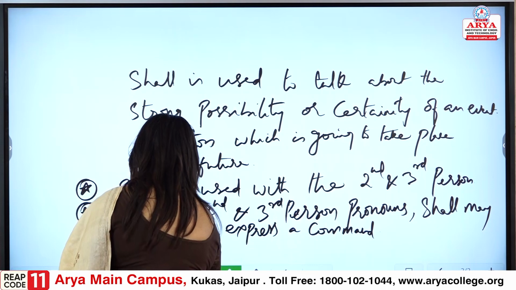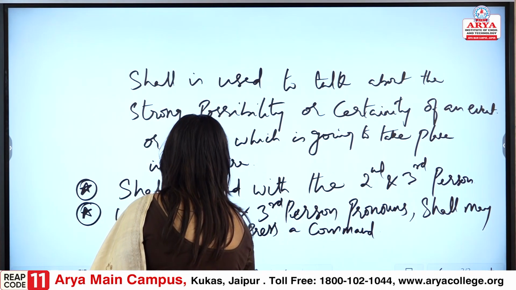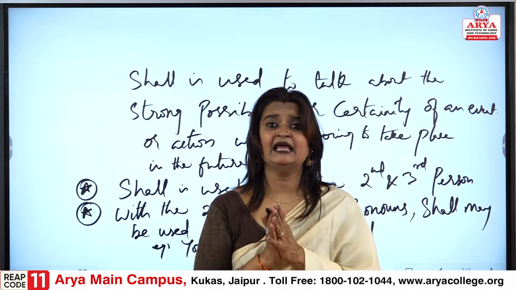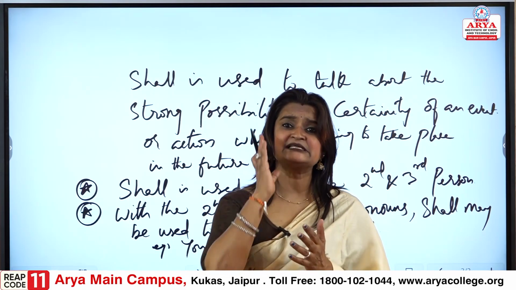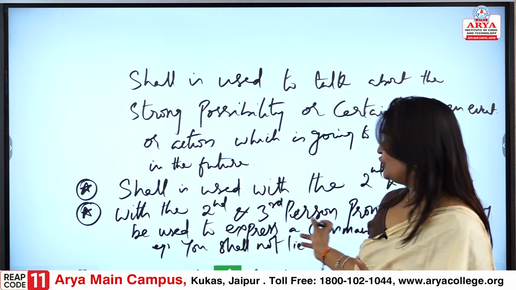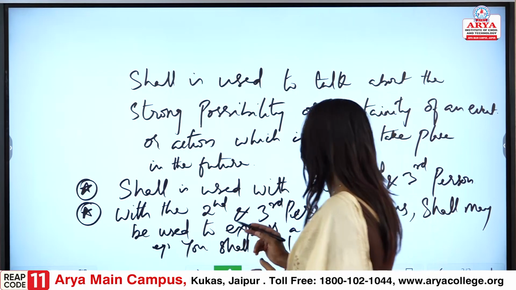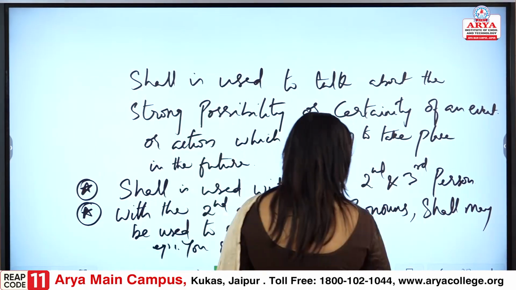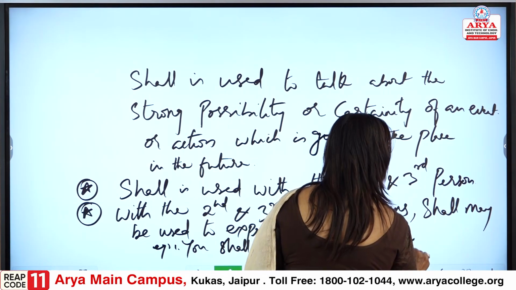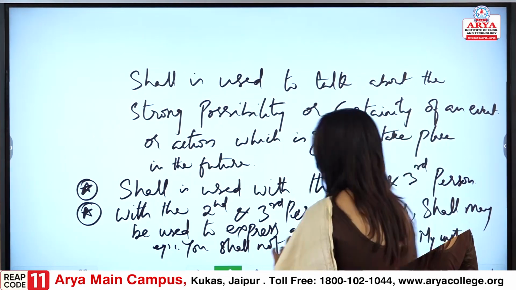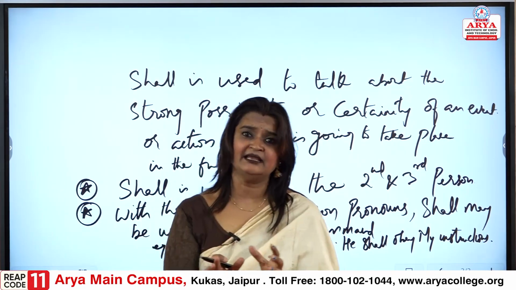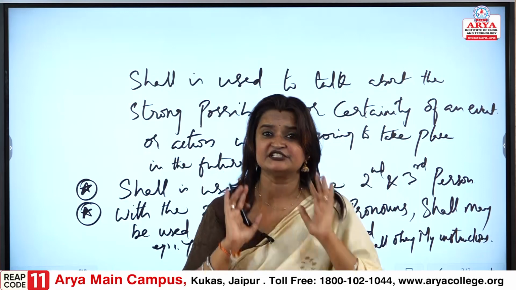Let's take the example: you shall not lie. So someone who is speaking, the first person, is commanding the person: you shall not lie. Fine. And the other way, second example, let me give you: he shall obey my instructions. So I am clearly instructing, he shall obey my instructions.